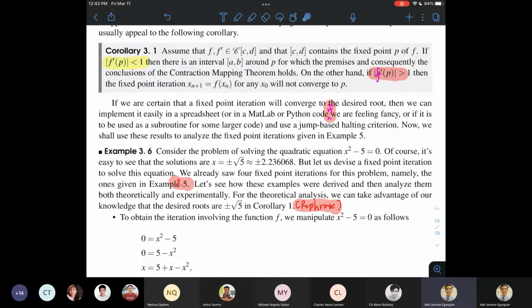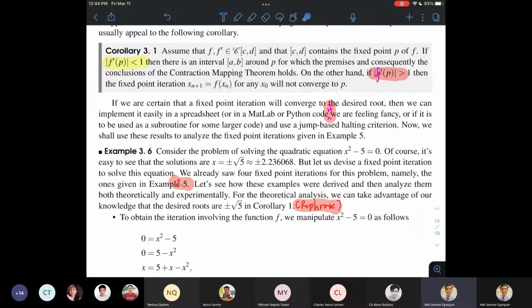If the derivative is equal to 1, no conclusions can be made from corollary 3.1. Pero kapag yung derivative ay equal kay 1, posible siya mag-converge dun sa fixed point, pero super bagal. Sinuwerte ka na mag-converge siya, pero mabagal yung convergence that is to the point na impractical na siyang gamitin. So that's why usually ginagamit natin yung fixed points pag sure tayo na si function f ay isang contraction. All right? Meaning the derivative is always less than 1. Okay?